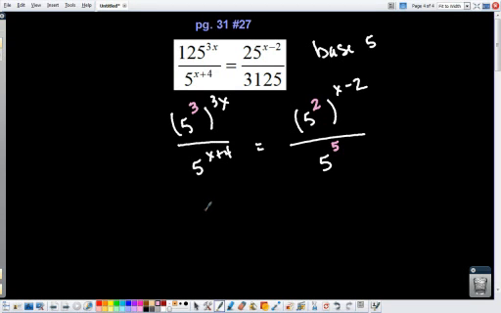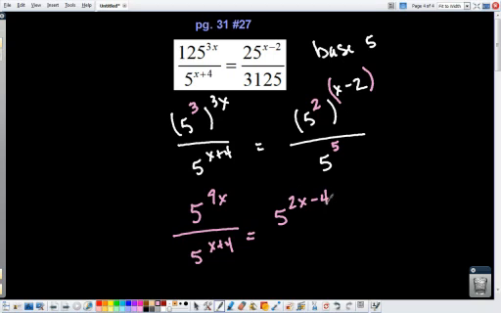So we're going to apply the power on power property. That is, if I have a power, in this case 3, raised to another power, I multiply. So I end up with 5 to the power of 9x. My denominator doesn't change because we didn't do anything to that. Then I have 5. Okay, careful, I have to distribute that 2 throughout this entire binomial. So it's 5 raised to the power of 2x minus 4 divided by 5 to the power of 5.